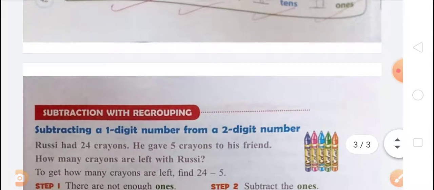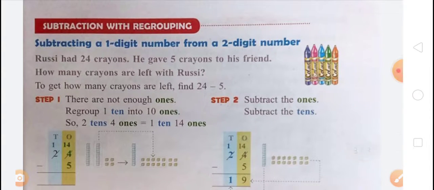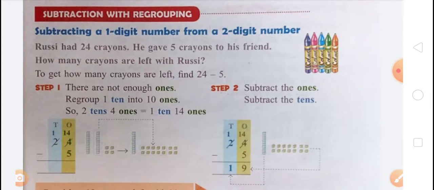Okay, and now come on, subtraction with regrouping. The next topic is subtraction with regrouping. Subtracting a one digit number from a two digit number. So you can see here that there is an example given. Rushi had 24 crayons. He gave 5 crayons to his friend. And how many crayons are left with Rushi? That is the example given here.